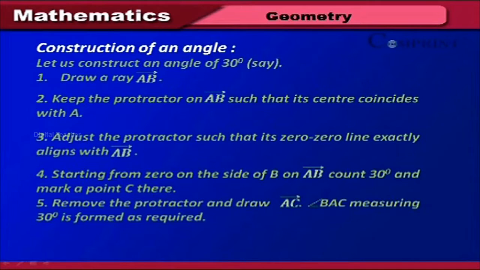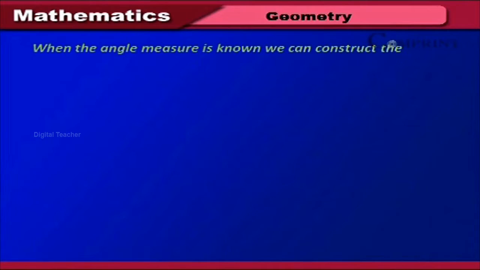4. Starting from 0 on the side of B on AB ray, count 30 degrees and mark a point C there. Remove the protractor and draw AC ray. Angle BAC measuring 30 degrees is formed as required. When the angle measure is known, we can construct the angle as shown above.